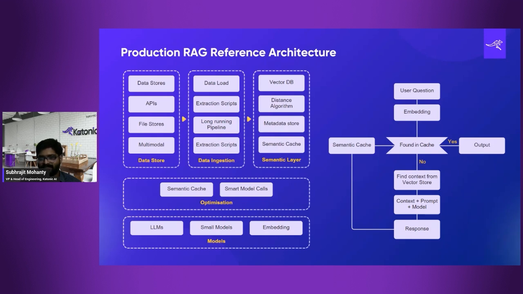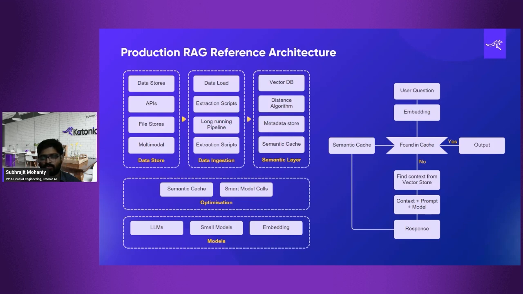It includes vector databases for efficient similarity searches, distance algorithms to find relevant information, a metadata store for additional context, and a semantic cache to speed up repetitive queries. To optimize performance, we implement a dedicated optimized layer with semantic cache and smart model calls. The model layer incorporates LLMs, smaller specialized models, and embedding models to process unstructured data.